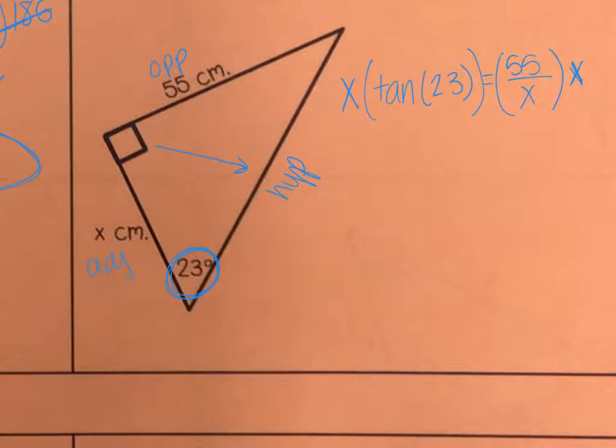So you want to be 23x. Well, you can't do that then. So you're going to bring it straight down. It's X tangent 23 equals. And then what am I left with on the other side? 55. Very good, 55.